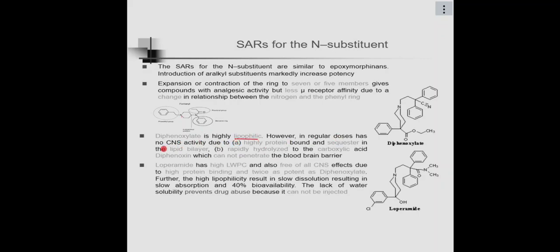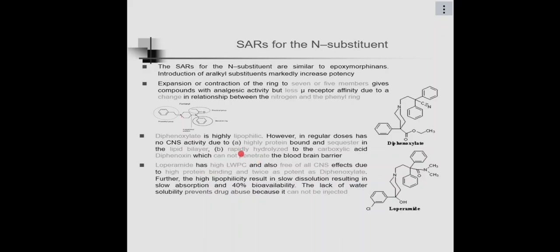However, in regular doses, it has no CNS activity due, one, to high protein binding and sequestering in the lipid bilayer. So it has very high lipid solubility, lipid-water partition coefficient, and therefore it will have high protein binding. It will also undergo depotization, or sequestration within the lipid bilayer, and therefore it will not be able to get into the CNS to bring us the effects of the opioid analgesics.